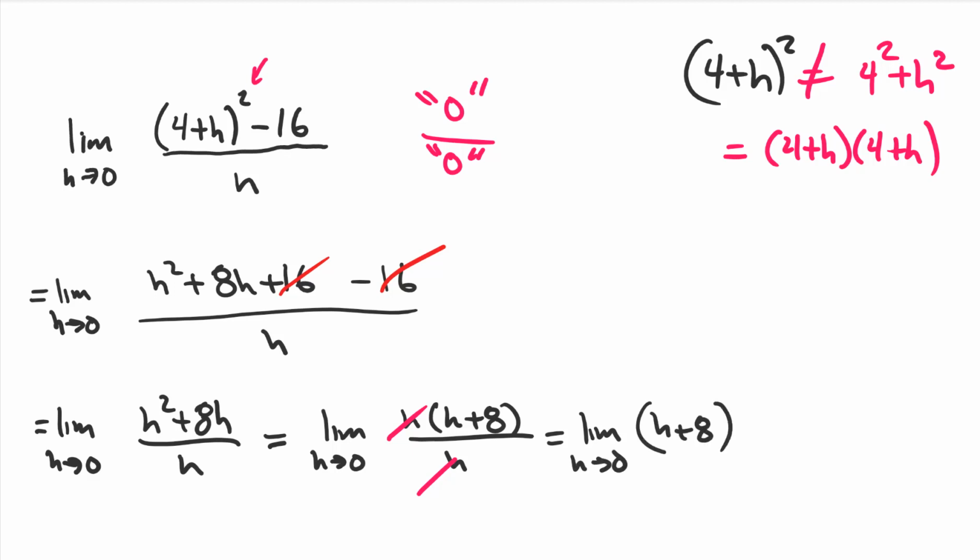Now plug in 0 for h. Our domain issue's gone. And it just equals 8. Yeah, dude. Let's go. All right.